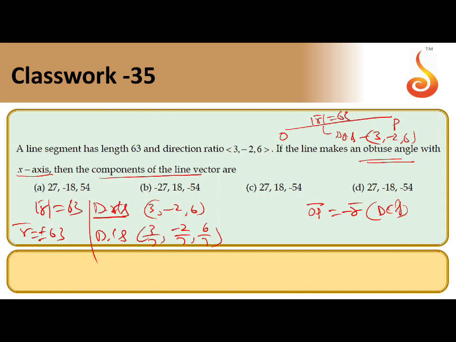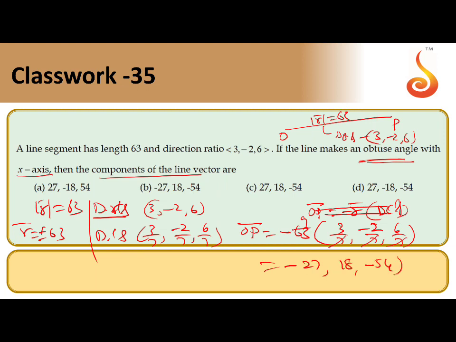You can take minus r. So finally OP bar equals, with an obtuse angle with the x-axis, minus 63 into (3 by 7, minus 2 by 7, 6 by 7). Cancel 7 with 63: 7 nines. Multiplying with minus 9 gives minus 27, plus 18, minus 54 as the answer here. Look at the options: the components of the vector are minus 27, 18, minus 54. Option B is matching with this.